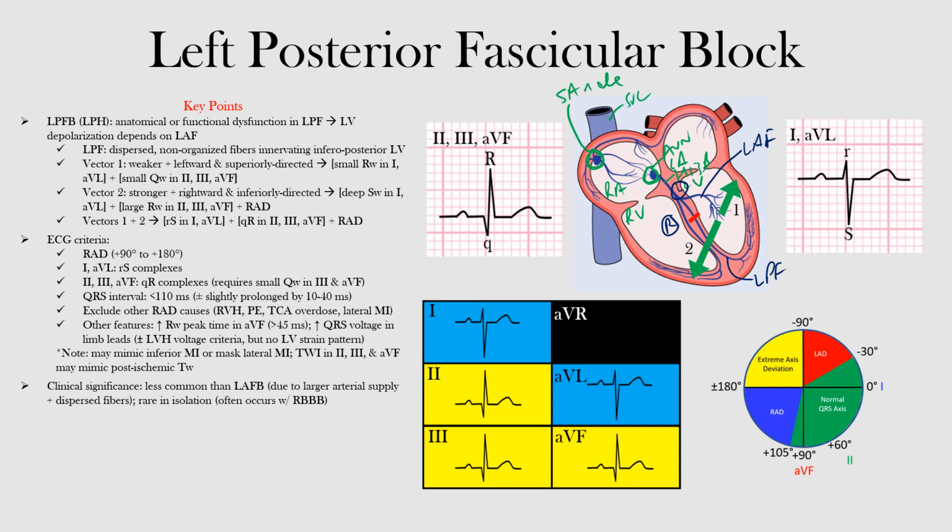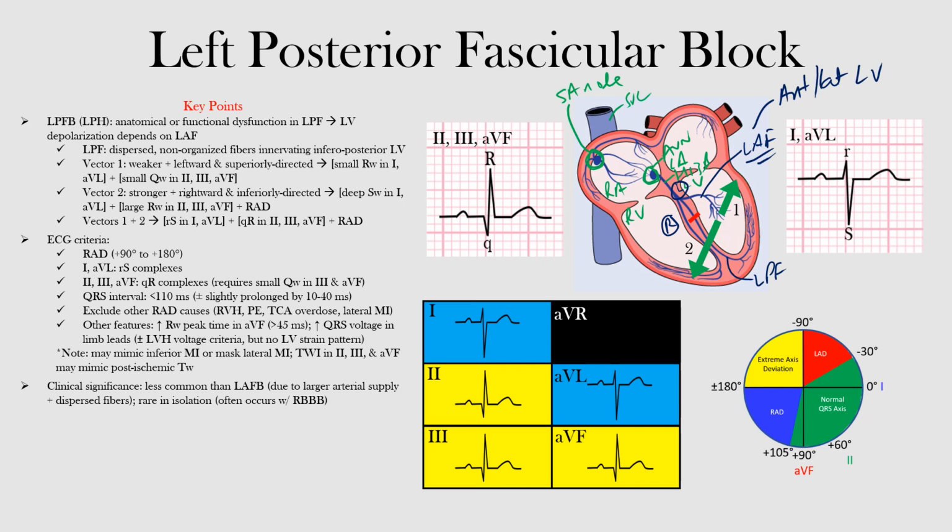So generally, we have a left anterior fascicle that's organized, and it's a thin bundle of fibers coming off the left bundle, and that gives rise to the Purkinje fibers. That innervates the anterior and lateral walls of the left ventricle. So our left anterior fascicle innervates the anterior and lateral wall of the left ventricle. And then we have the left posterior fascicle that again originates from the left bundle branch.